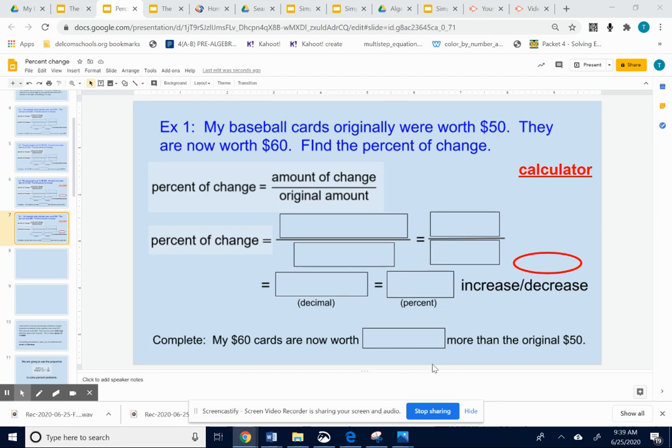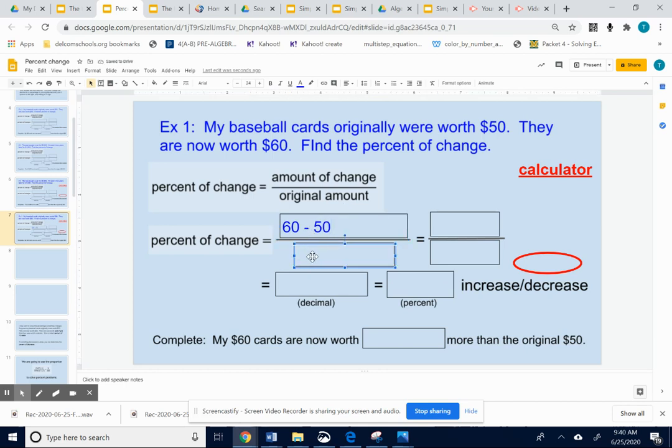We're going to use the formula: percent of change equals amount of change divided by the original amount. We just have to be careful, because that will give us a decimal, so we need to change it to a percentage afterward. Let's work this out. The amount of change goes on top. If you want to know how much something changes from $50 to $60, you have to subtract the two values. So the amount of change would be 60 minus 50.